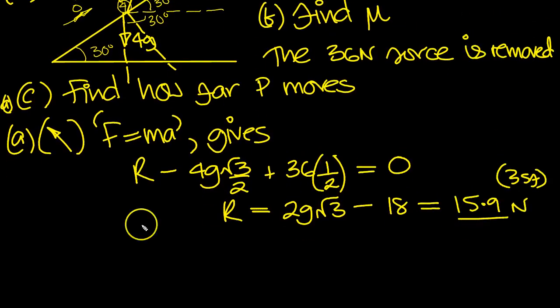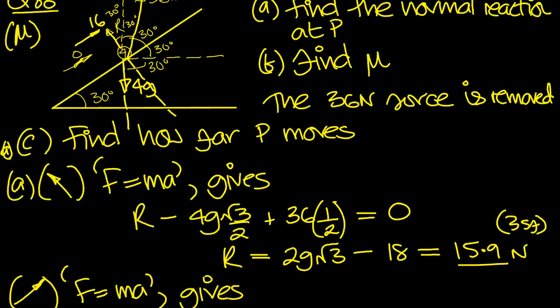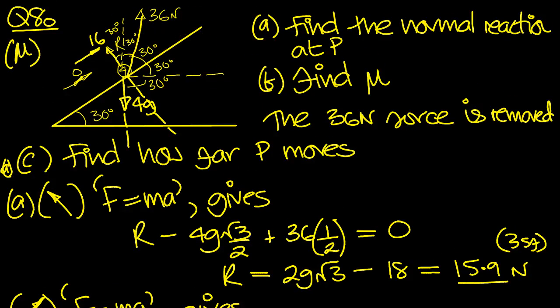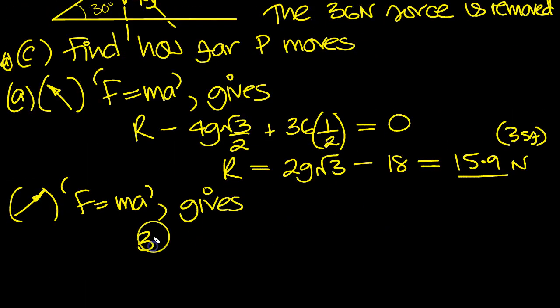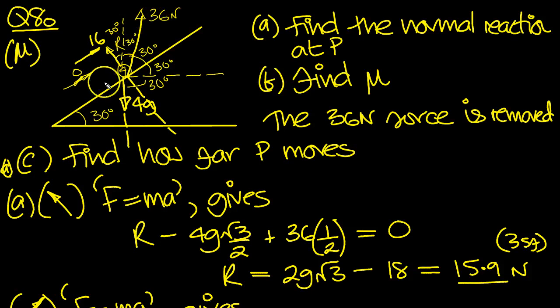Find mu, so let's resolve the forces along the line of greatest slope then, and apply F equals ma again. There's no acceleration because it's moving with a constant speed 16, so the resultant force again will be 0. So F equals ma along the line of greatest slope gives then 36 cos 30. 36 cosine 30 is root 3 over 2. So that's that force. Minus, there's a resistance force here acting along the line of greatest slope. This is mu R, isn't it? Minus mu R then.